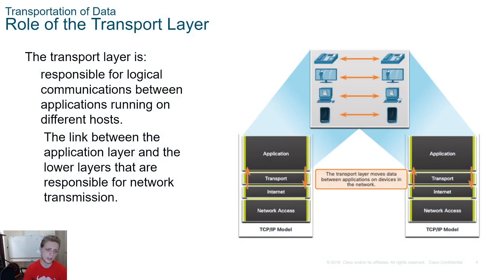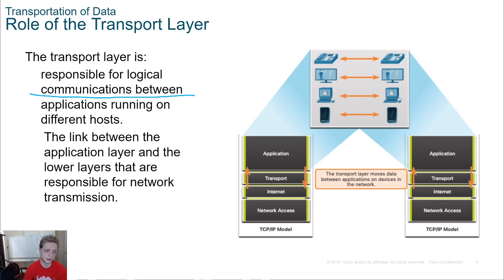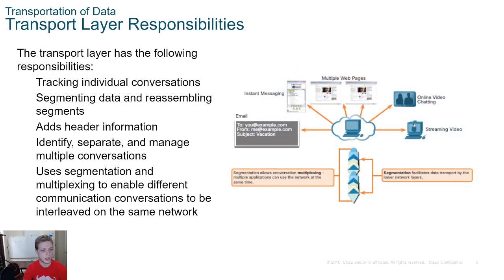So really, our transport layer, we're going to be responsible for the communication between applications running on different hosts, and we're really responsible for the transmission. So our reliability, or lack thereof, is going to be handled at the transport layer. It's very important.